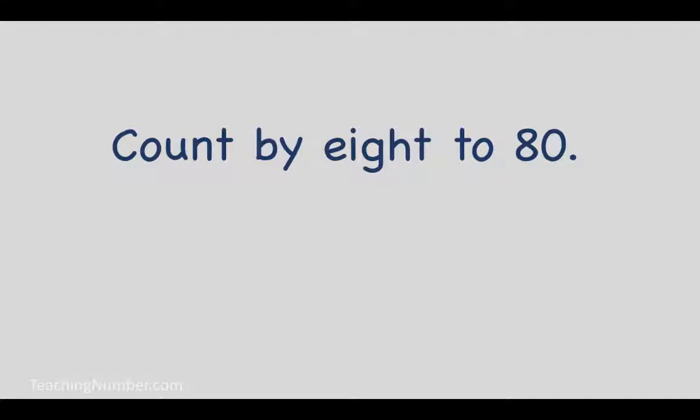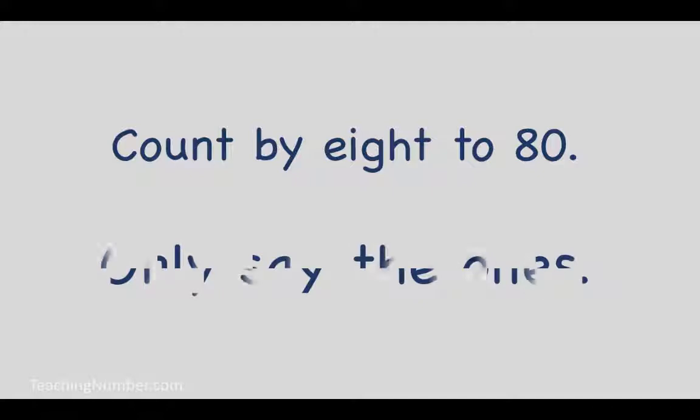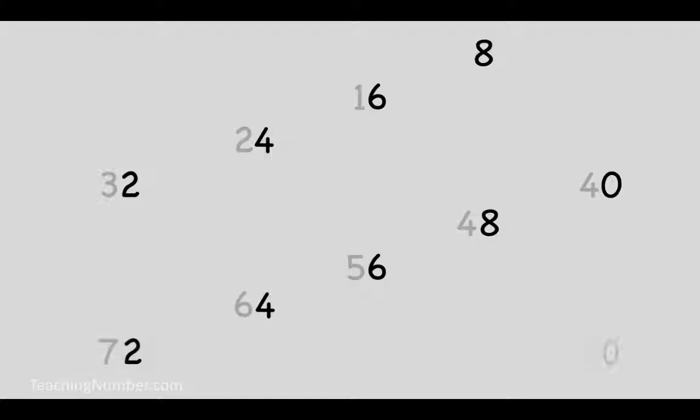Can you make a prediction about the pattern of ones in multiples of 8? Let's count by 8 to 80, only saying the ones. 8, 6, 4, 2, 0, 8, 6, 4, 2, 0. Did you predict that the ones in multiples of 8 would be the even digits in declining order, with 0 as always denoting tens? Again, this pattern arises because 2 and 8 make 10.